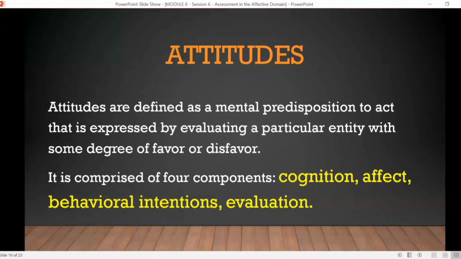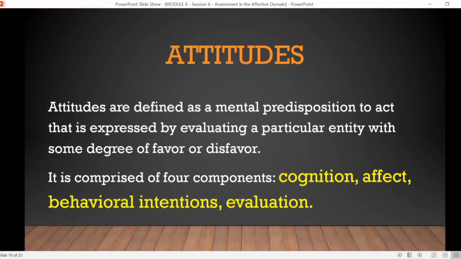Okay, let's talk about attitude, since we are talking about the affective domain. When I say attitude, attitudes are defined as a mental predisposition to act that is expressed by evaluating a particular entity with some degree of favor or disfavor. In other words, this is your orientation towards something.